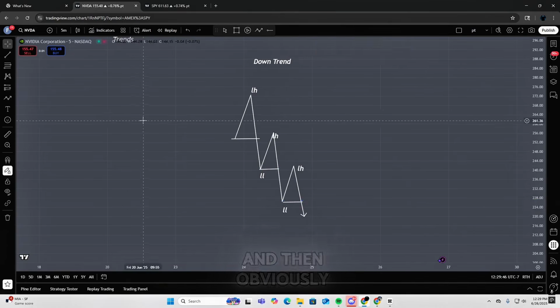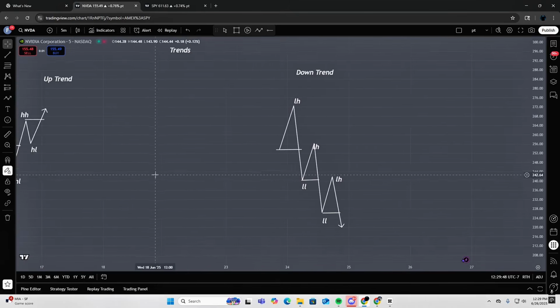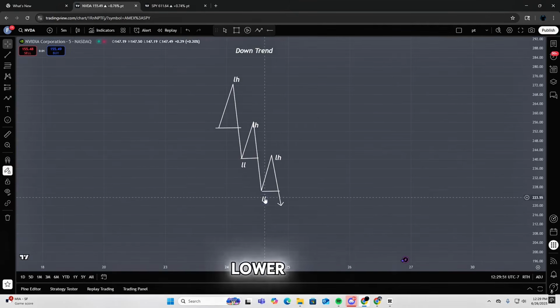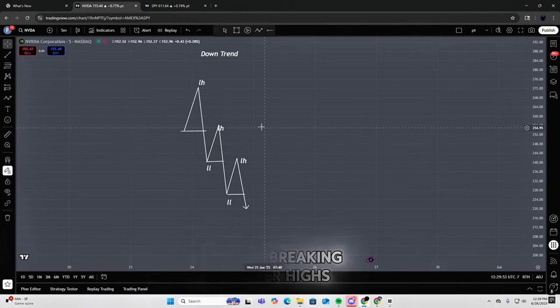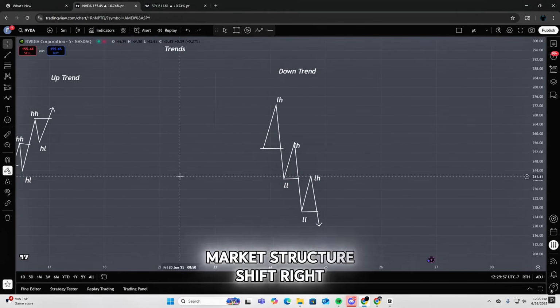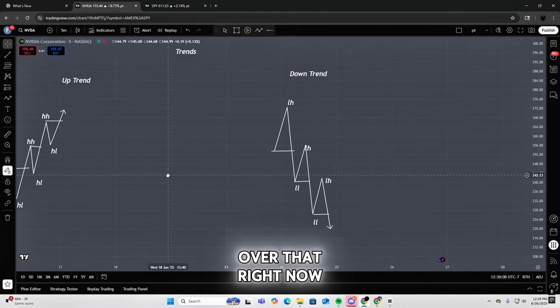And then obviously eventually we're going to stop creating lower lows, and then we're going to start breaking lower highs, and that's actually a market structure shift. I'm going to be going over that right now.